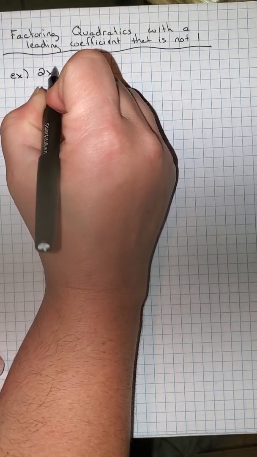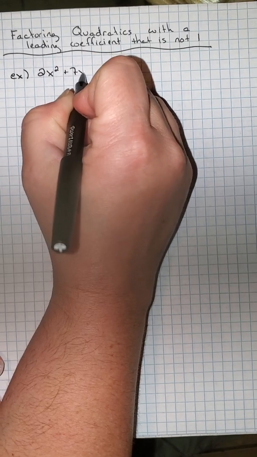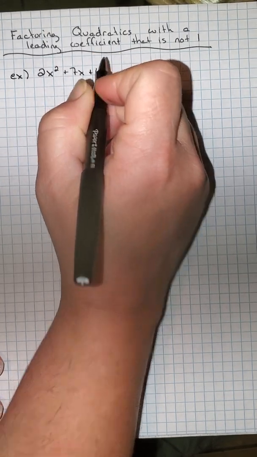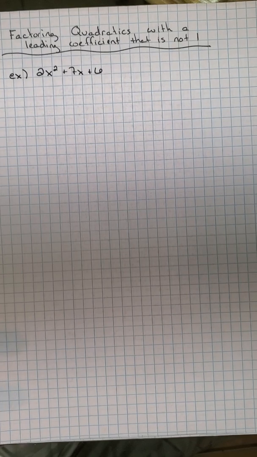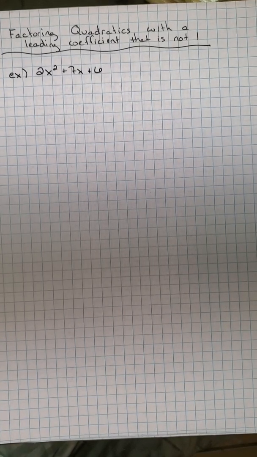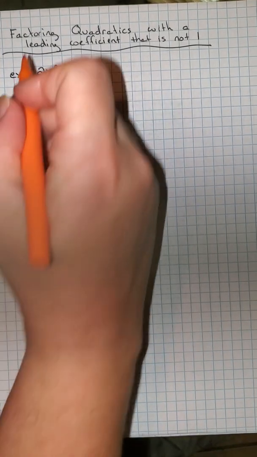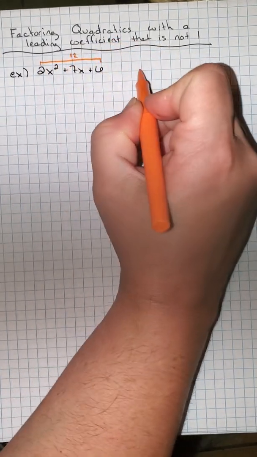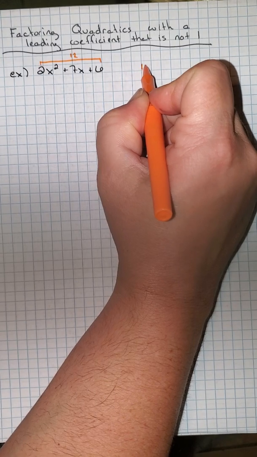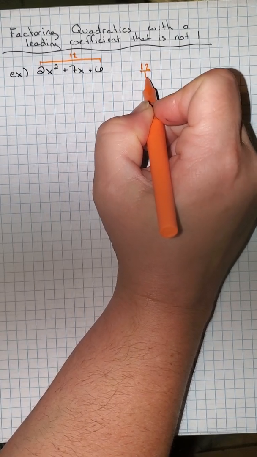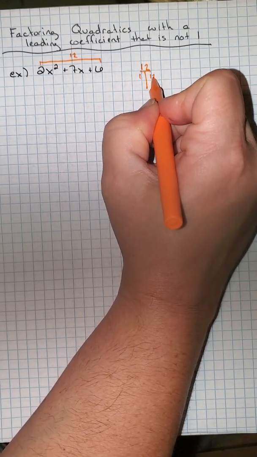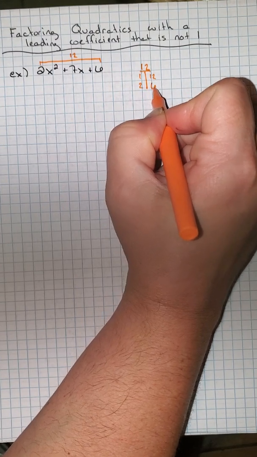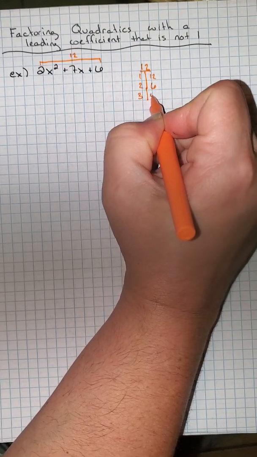You have 2x squared plus 7x plus 6. So remember when you do this, multiply the first and the last. We do that liar method. You get 12. So I need two numbers that multiply to get 12, add to get 7. Let's see, 1 and 12, not it. 2 and 6, not it. 3 and 4, there we go.